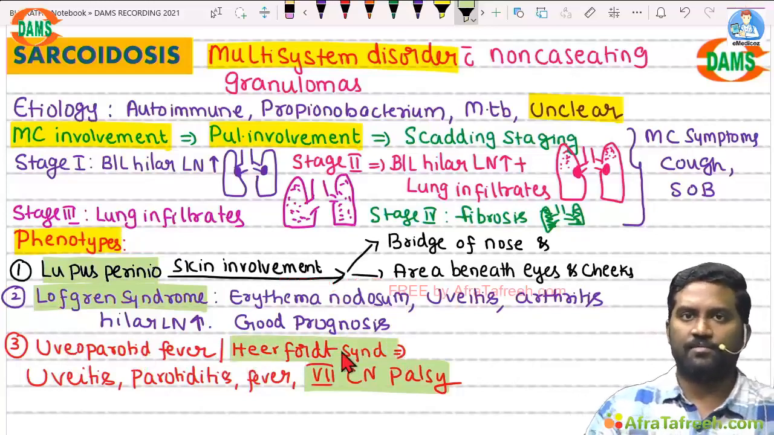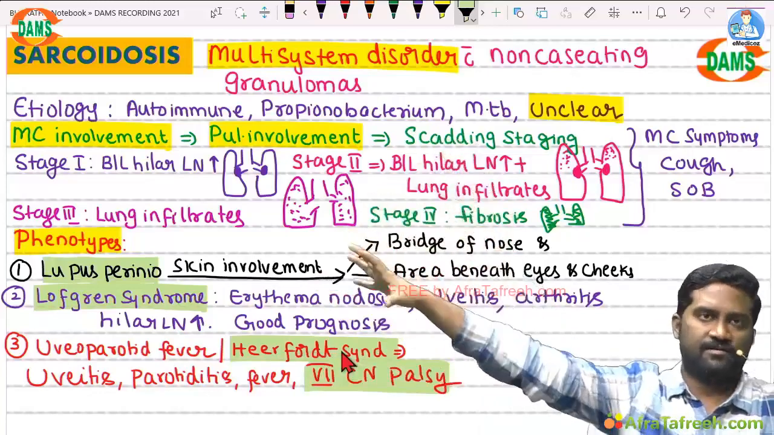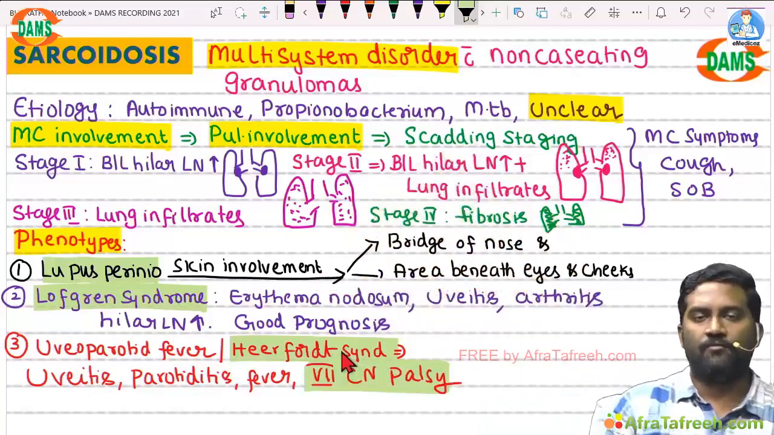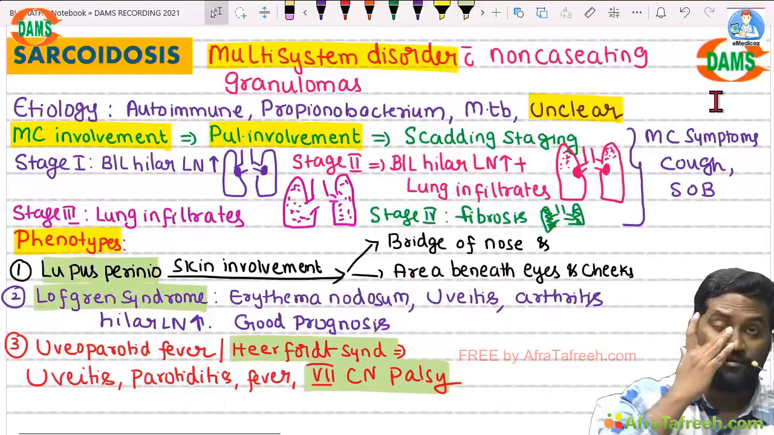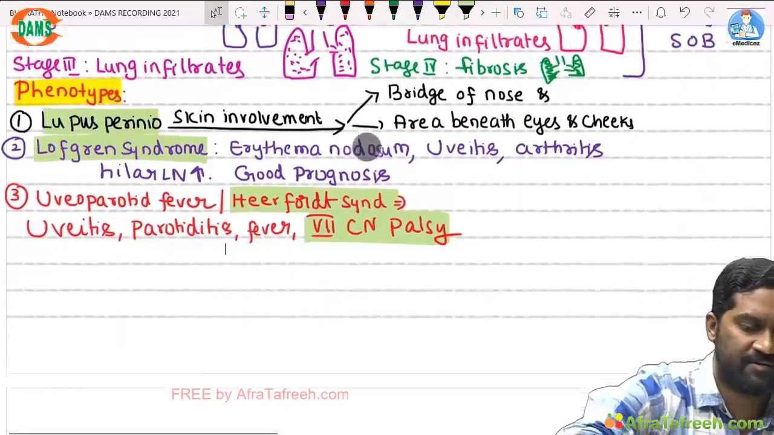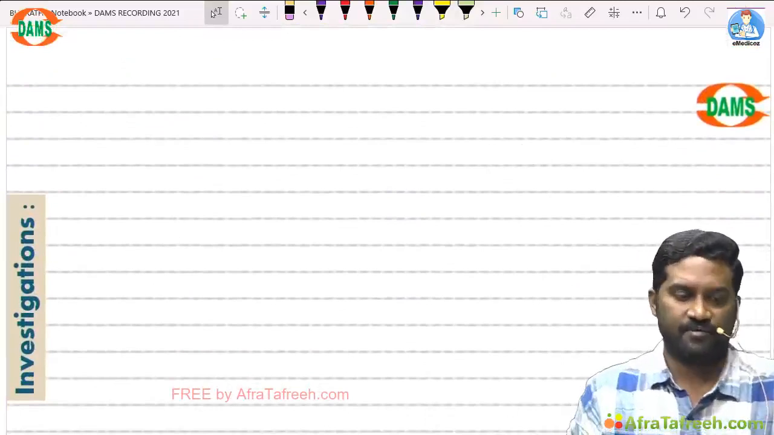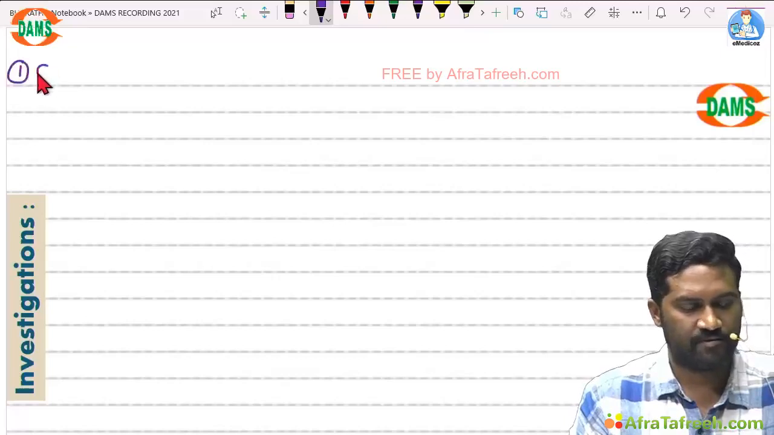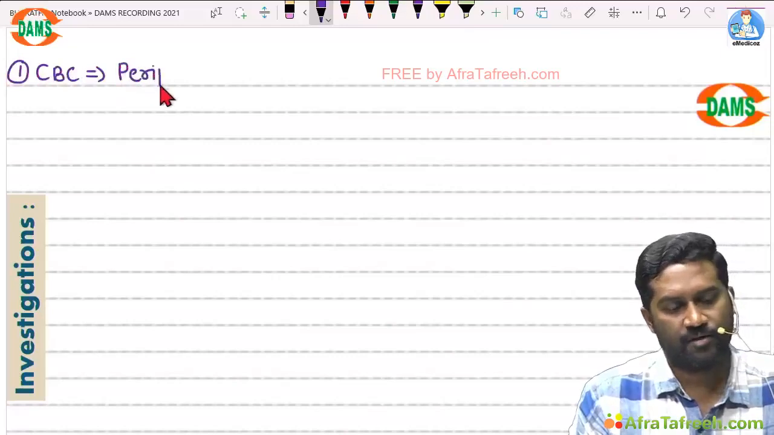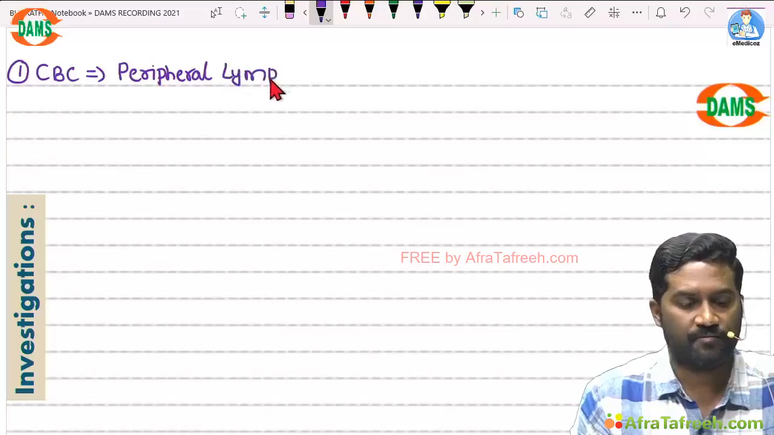Now you are having a patient with one of these features. How will you assess the patient and decide on diagnosis? So write down investigations in sarcoidosis. Let us start with basic blood investigation such as CBC. In sarcoidosis there will be peripheral lymphopenia.